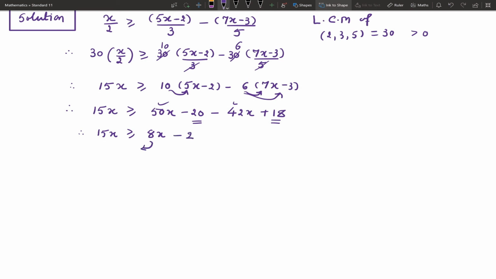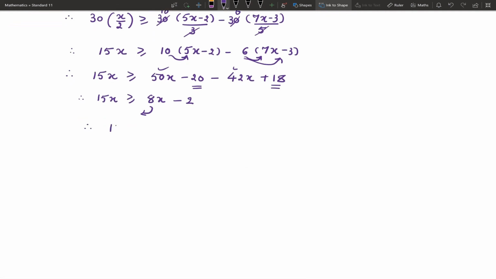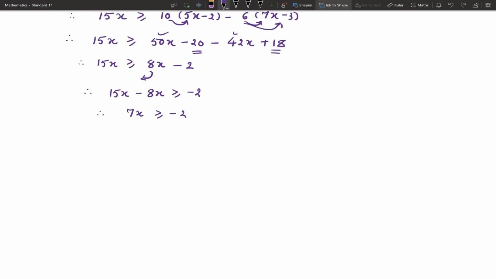Again transfer this term. So the term will change the sign. 15x minus 8x greater than or equal to minus 2. So 7x greater than or equal to minus 2. Therefore divide by 7. So x greater than or equal to minus 2 by 7.